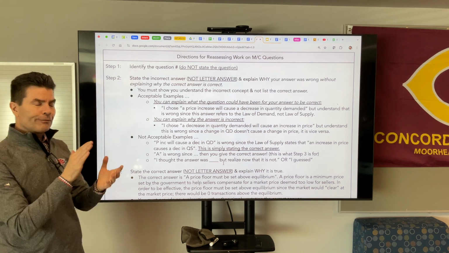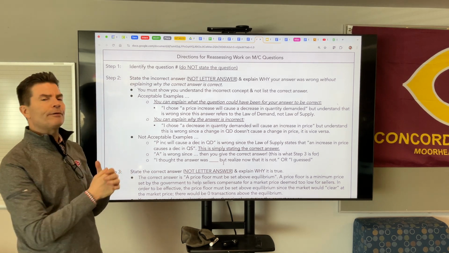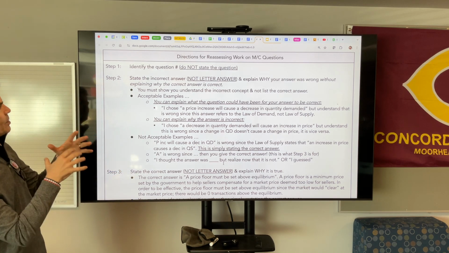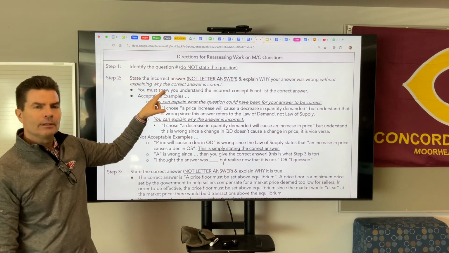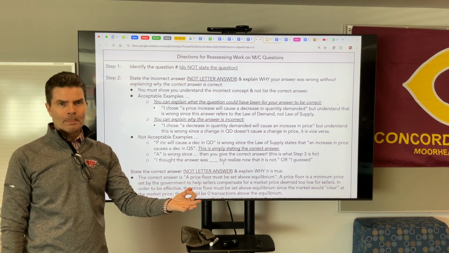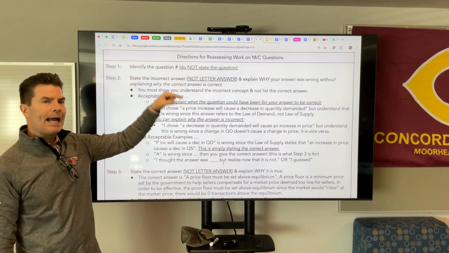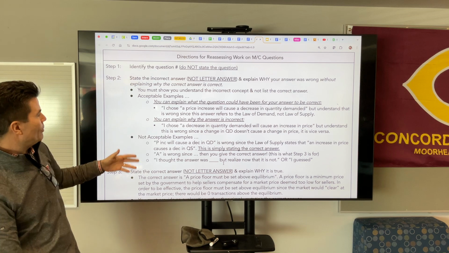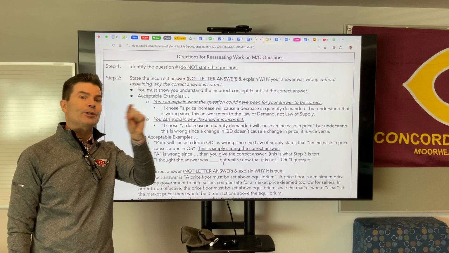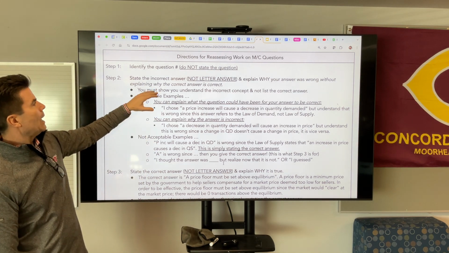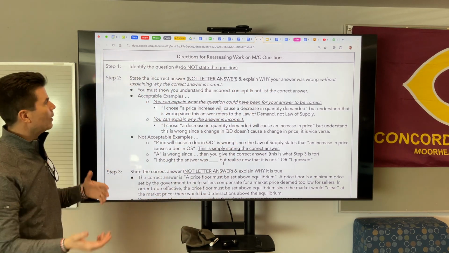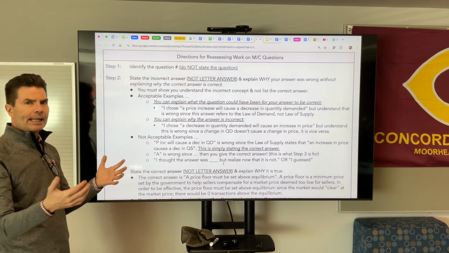Step two is where you have to identify why the answer that you stated is wrong. It says to state the incorrect answer. Please don't give me a letter answer. Please don't say, I said D. I want you to say, here's what I actually said. Maybe you say, price increase will cause a decrease in demand. That's what you actually said as your incorrect answer. Then what I'm looking for is you're going to explain why your answer was actually wrong without explaining the correct answer.